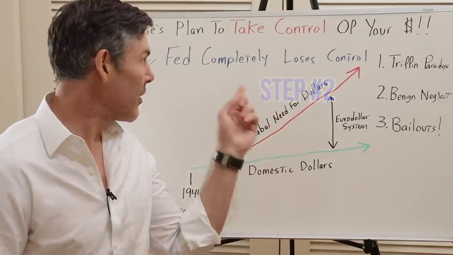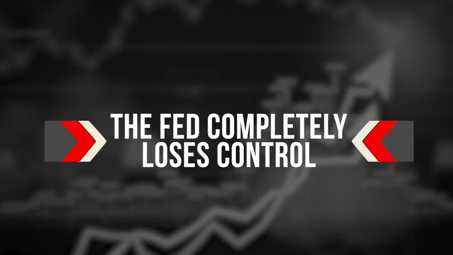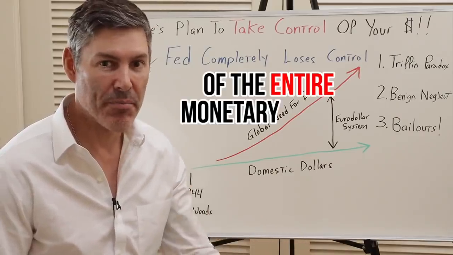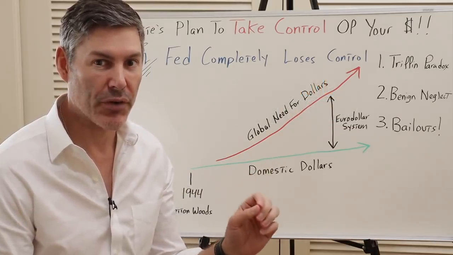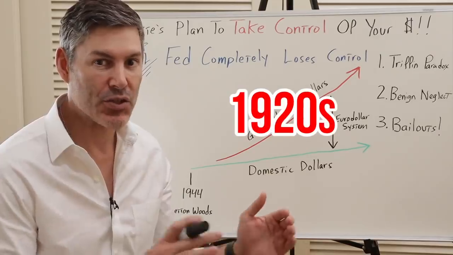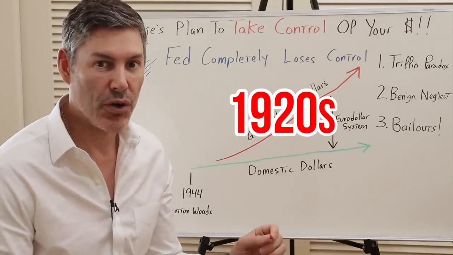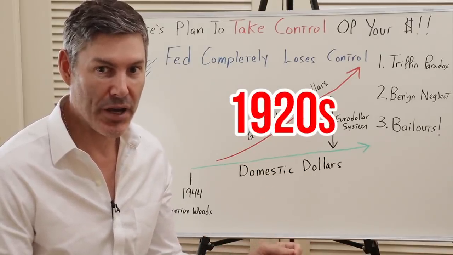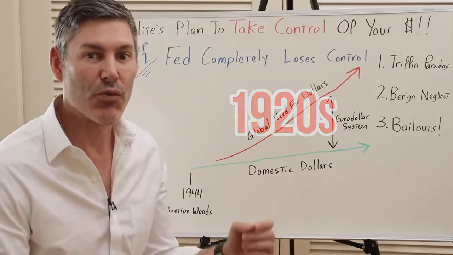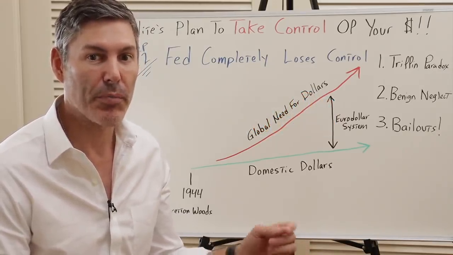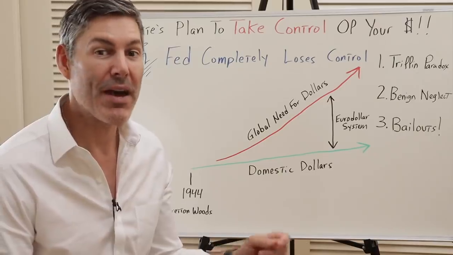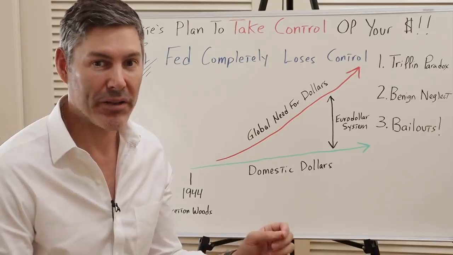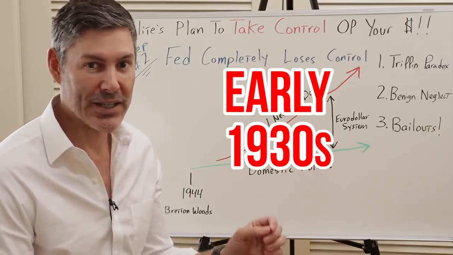Step number 2, the Fed completely loses control of the entire monetary system. In step number 1, we briefly went over how the Fed in the 1920s lost control of the domestic supply of dollars. And they didn't even realize how much the commercial banking system had taken over that role, which may have led to some bad policy choices in the early 1930s.